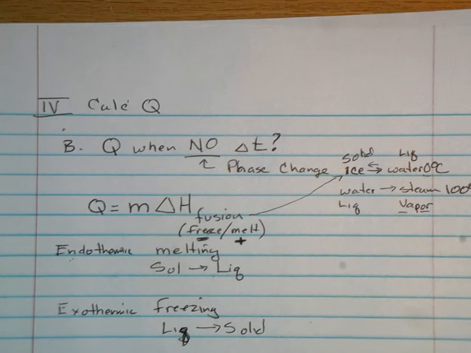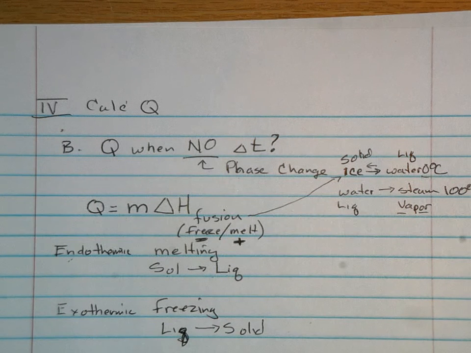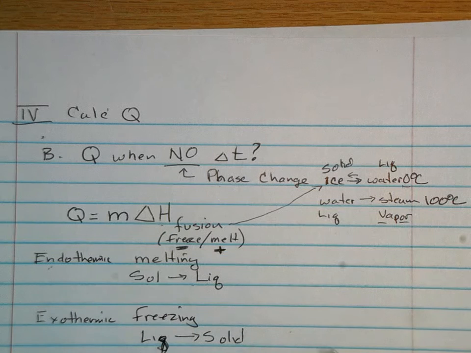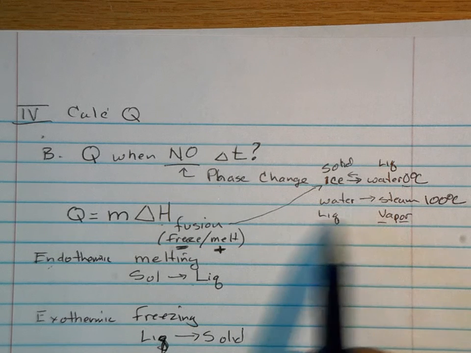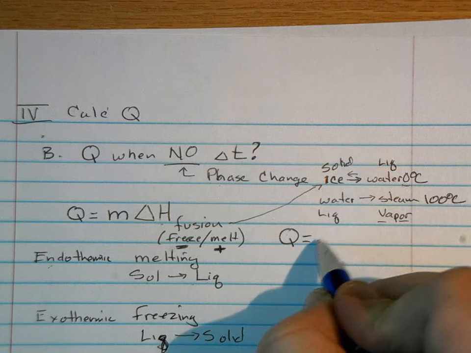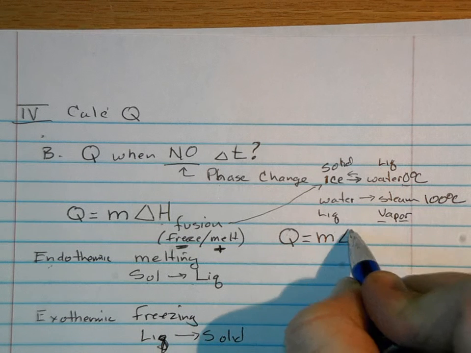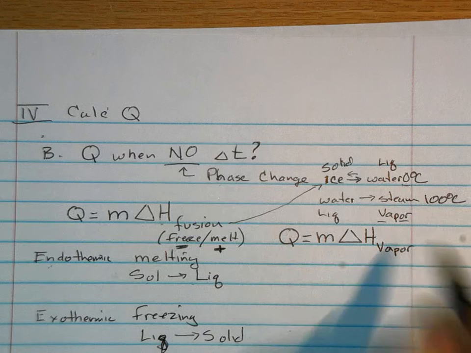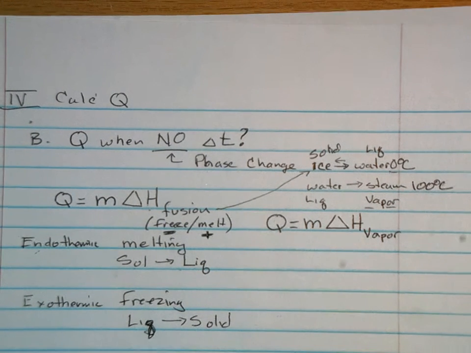Now, we've got another one we're going to be using. It's going to be heat of vaporization. Oh, I should have written it over. Okay, I'll just squeeze it in here. Q can also equal mass times delta H of vaporization. I'm just going to write vapor, not the whole term.